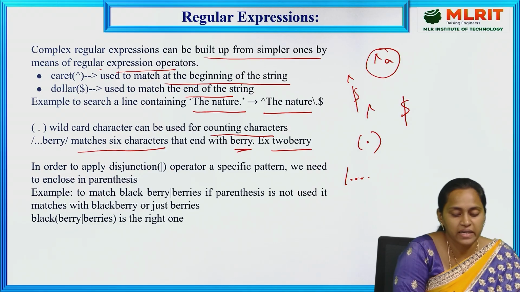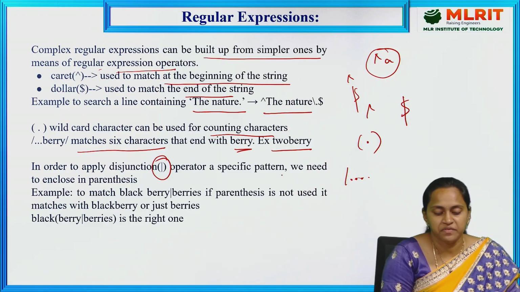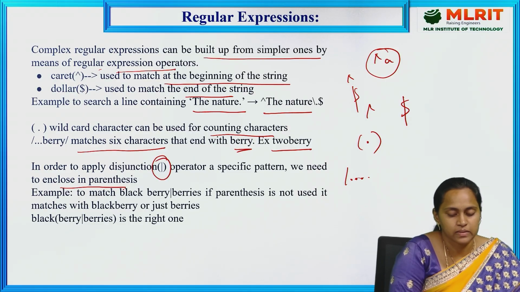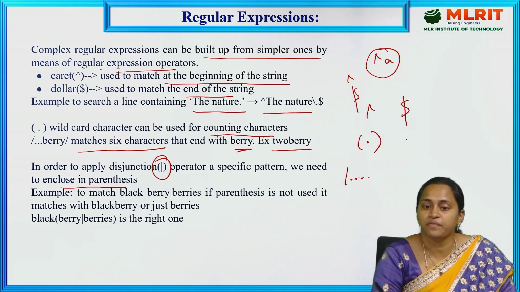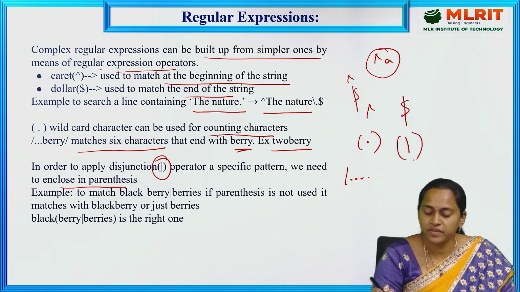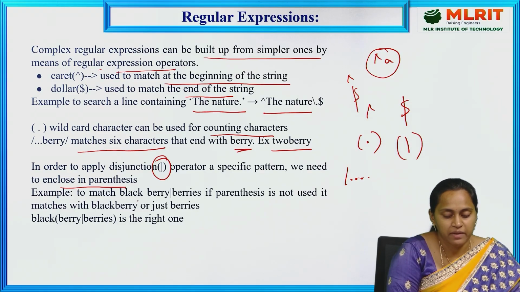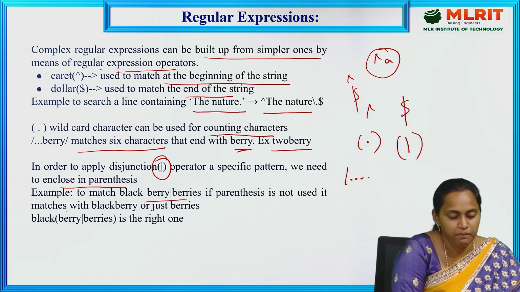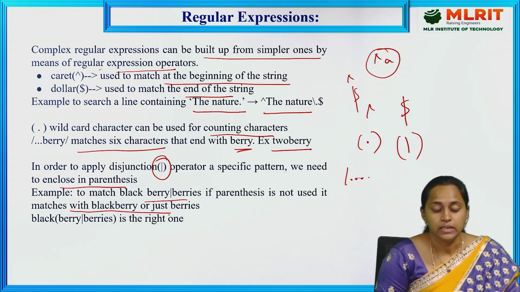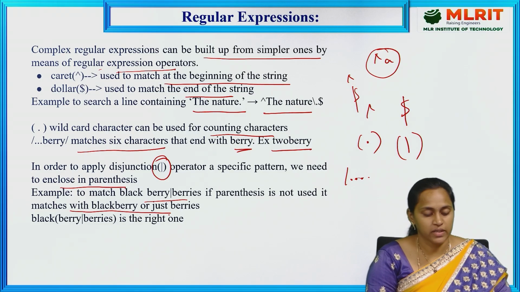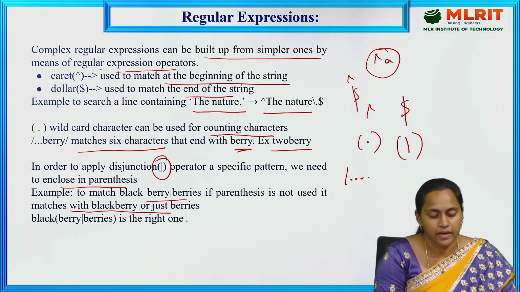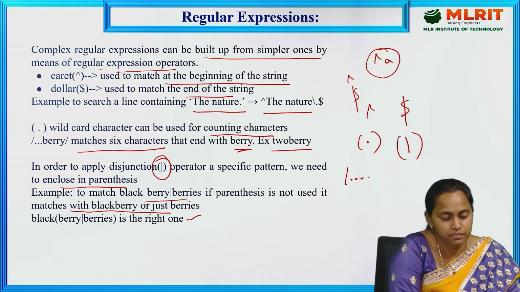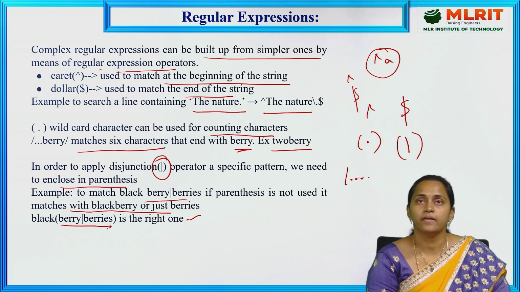We ought to apply the disjunction operation, specifically to enclose it in parentheses. Whenever we have to define disjunction, we can specify it within the brackets. To match blackberries, if parentheses are not used, it matches only blackberry, not just berries, only berry, right? This is the right one. We have to define it like this, blackberries, right?